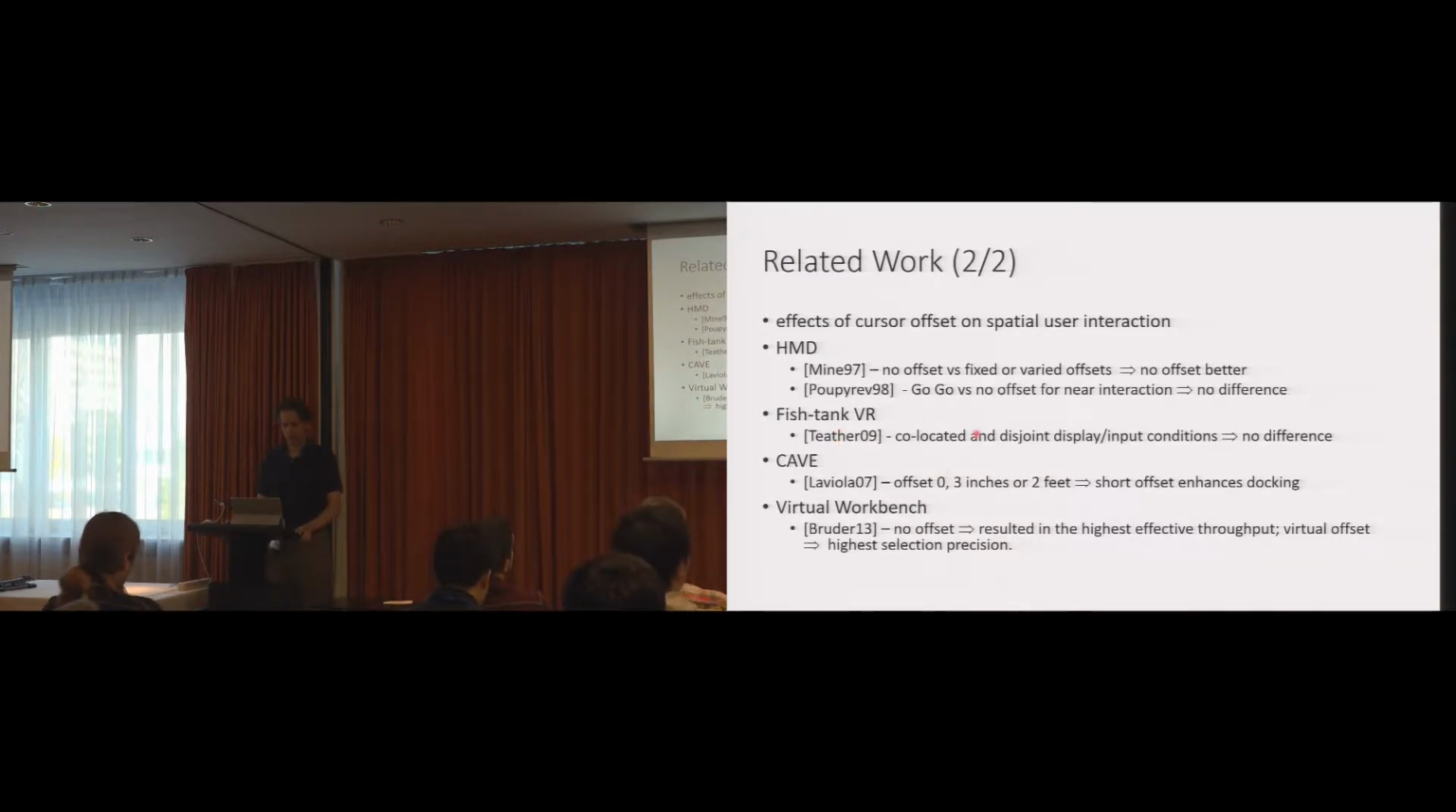Within Fish Tank VR, there were experiments looking at co-located versus disjoint. They had a stylus and a virtual cursor that was either co-located or not, and found relatively no difference for selection. In a CAVE experiment, they had no offset, a 3-inch offset, and a 2-foot offset, and found that the shorter offset enhanced the performance of a docking task. More recently, in a virtual workbench environment, they found that no offset resulted in higher effective throughput, but some offset actually had higher selection precision. So these were different results under slightly different display circumstances.